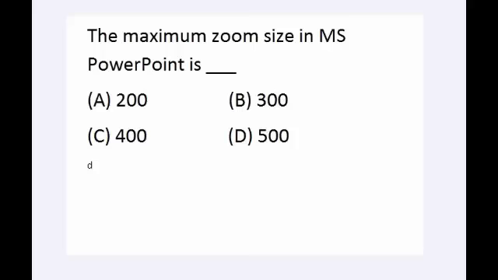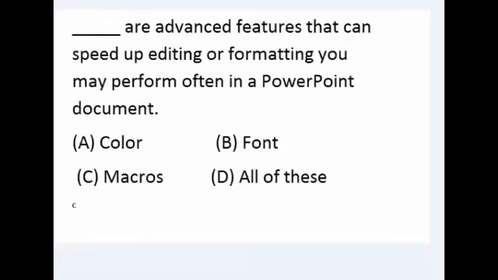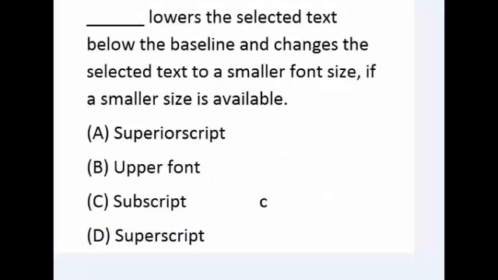D, 500 is the correct answer. In which bar can we see the current position of the slide? A. Ribbon, B. Title bar, C. Status bar, D. View option bar. The answer is C, status bar. Our advanced feature can speed up editing or formatting you may perform often in PowerPoint documents. A. Color, B. Fonts, C. Macros, D. All of those. The answer is C, macros.